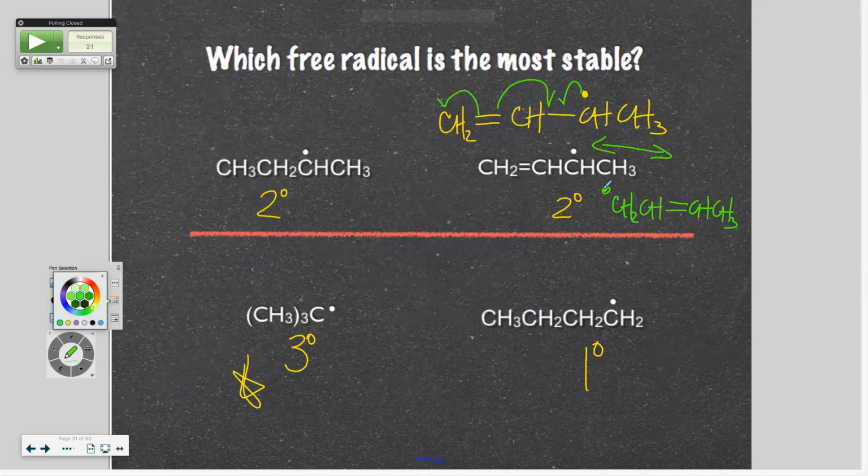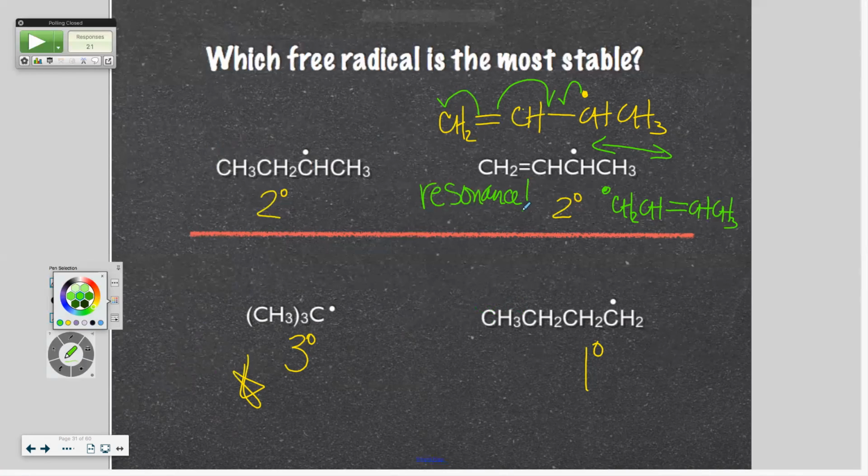So this one is stabilized by resonance. This one is not. Remember when you do resonance structures, you can move electrons that are lone pairs or free radicals, or double bonds, or lone pairs on heteroatoms. You can move those too. So in order to move it to stabilize the free radical, it has to be next door.